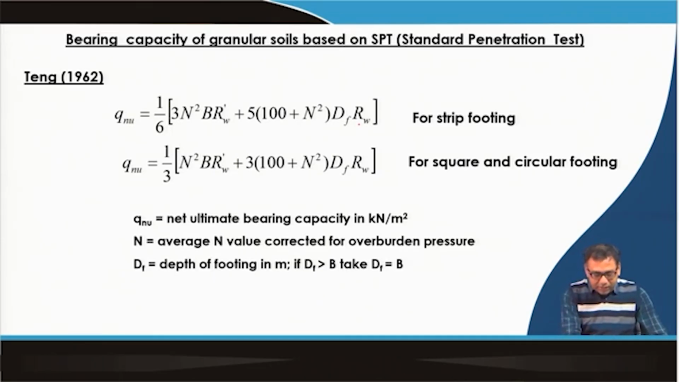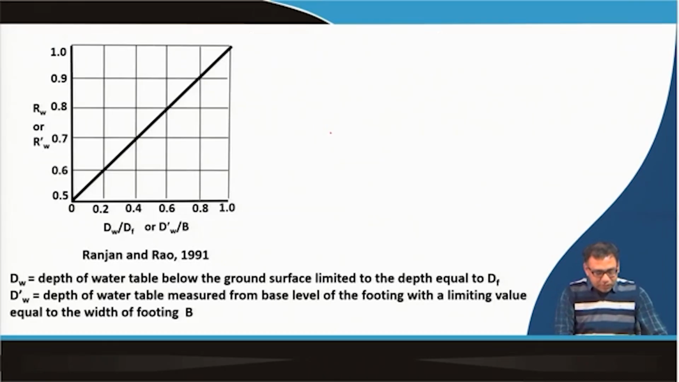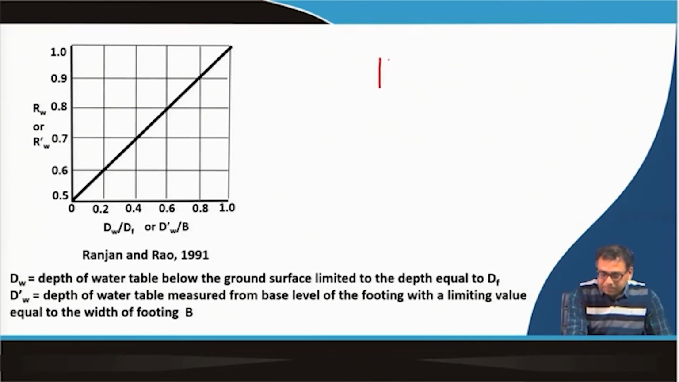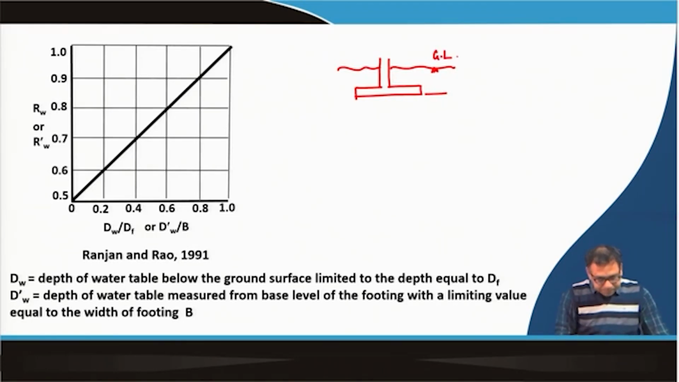Now, how do I calculate Rw and Rw dash? By using this chart, we can determine Rw dash and Rw. Here suppose we have the foundation. This is the base of foundation, this is the ground level. Now there are two cases. The first case is where the water table position is here, say.